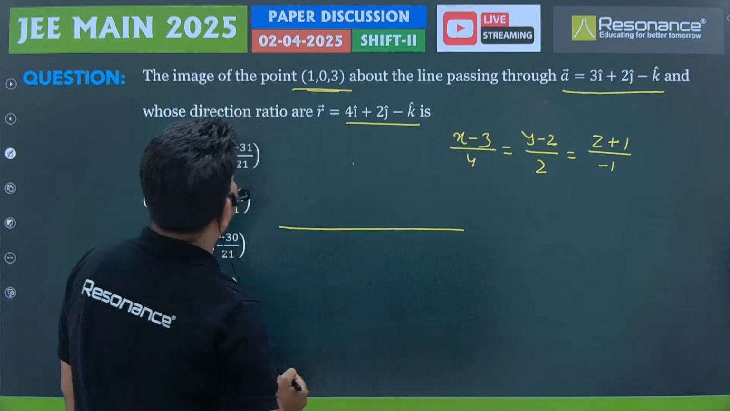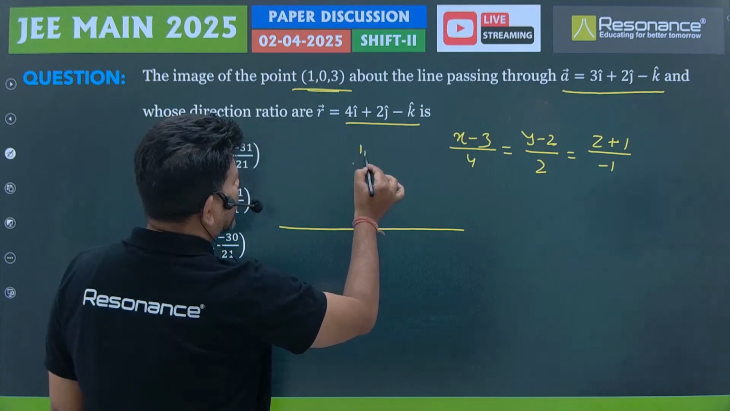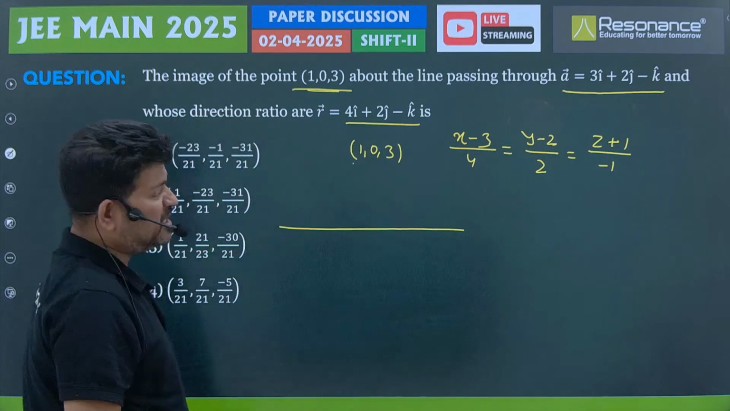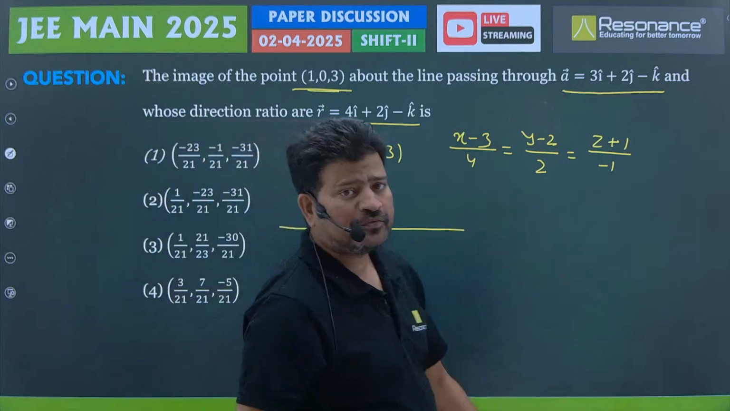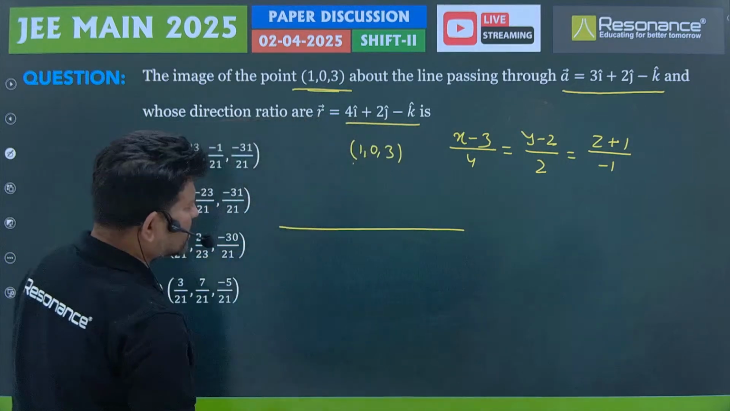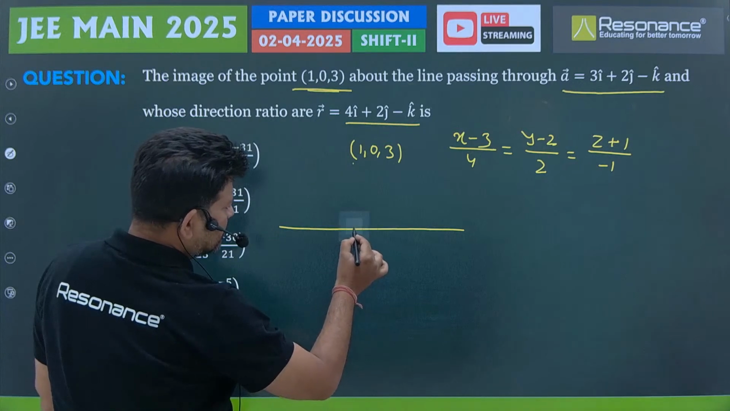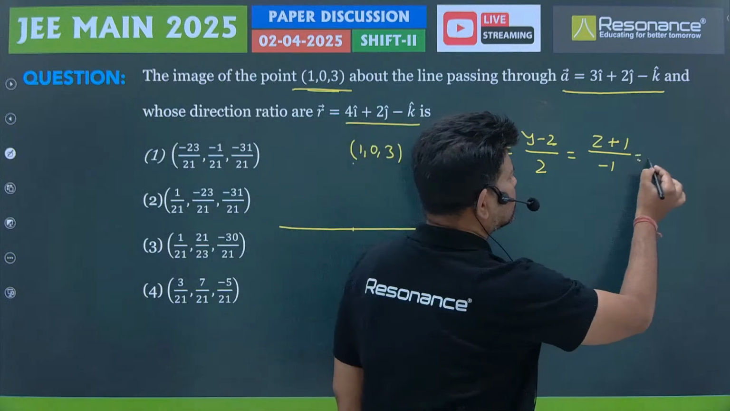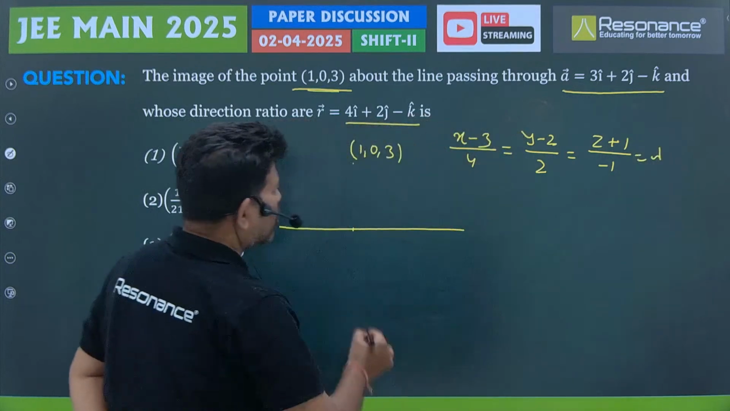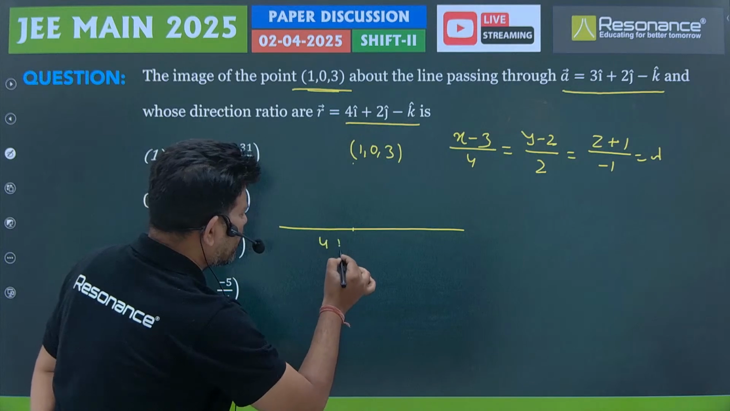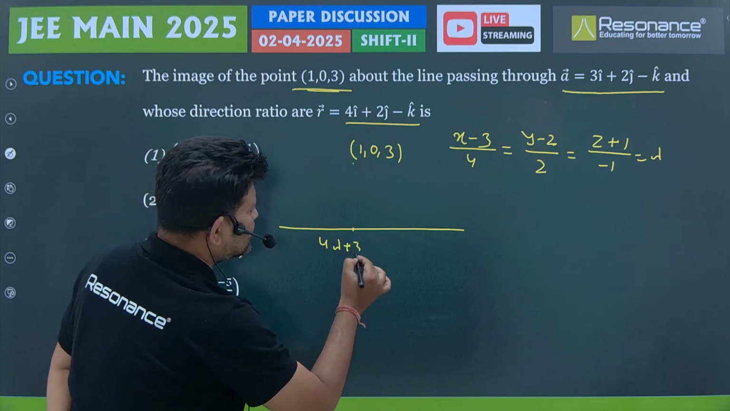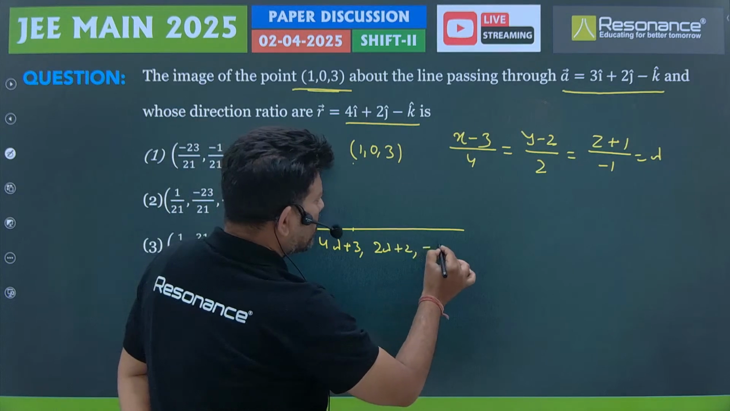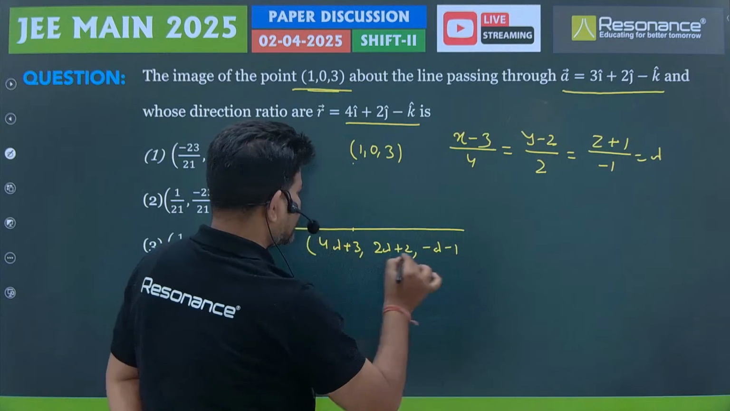This mirror image we have to find. The point is given as 1, 0, 3. We have to find this mirror image with respect to this line. So you can see here how we can write this point. We can take lambda here, so this coordinate will be 4 lambda plus 3, 2 lambda plus 2, minus lambda minus 1.